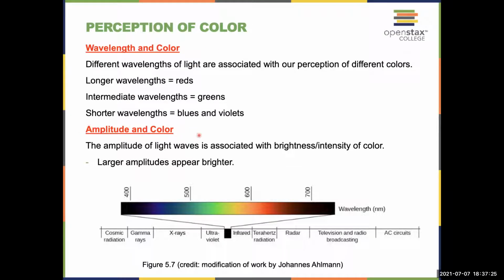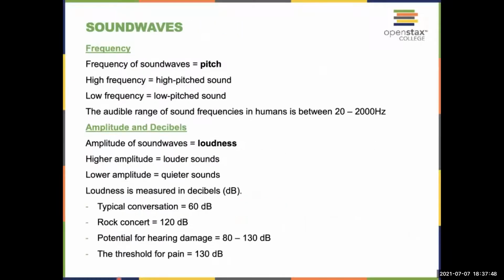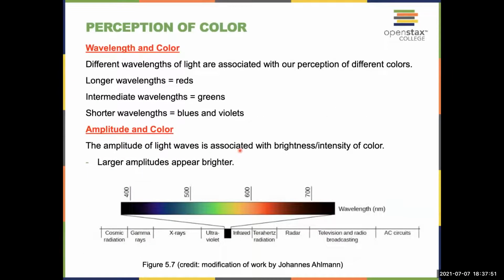And then amplitude and color is how intense or how bright the color is, right? So larger amplitudes, in other words, the taller from crest to trough, appear brighter to us. All right, any questions before I move into sound waves? All right.